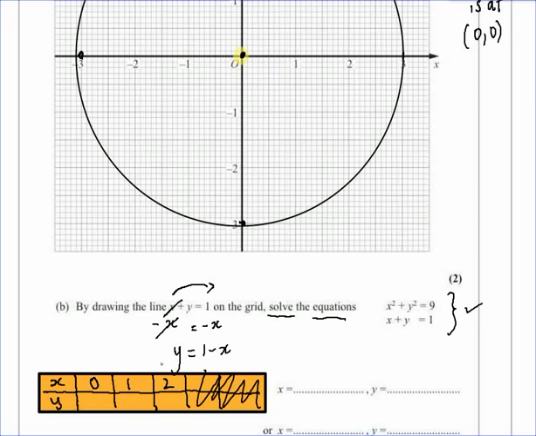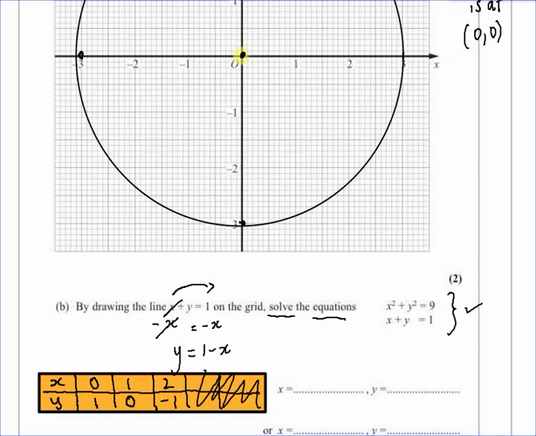So let's do it for the first one. We're going to do 1 take away 0, and 1 take away 0 is equal to 1. So I'm going to write 1 in my table. The next thing I'm going to do is take the value of 1 as my x and replace it into this equation again, and ask how much is 1 take away 1, and that's equal to 0. And for the last one, I'm going to replace x with 2, so 1 take away 2 gives me minus 1.